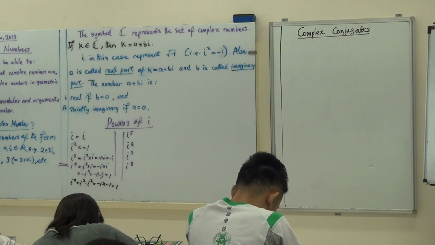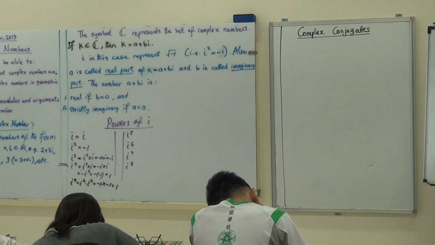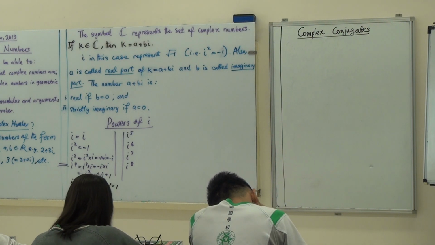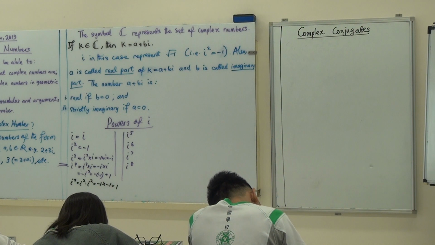Quickly, I'll work out 5, 6, 7, 8. How do you get 1?